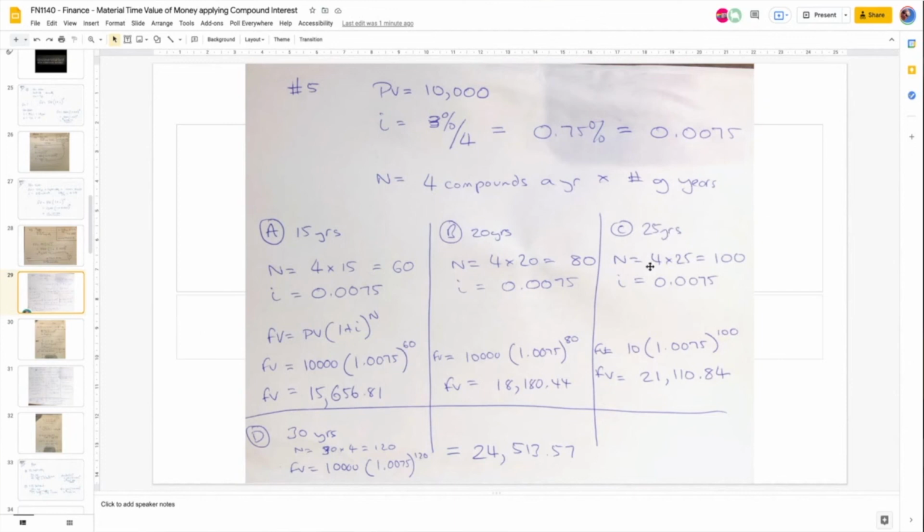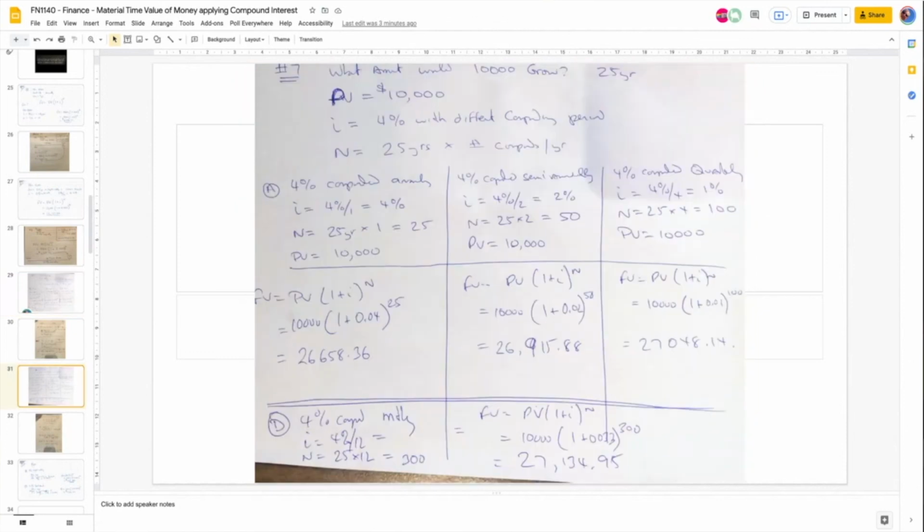In the case of D, for 30 years, well, N is 30 years times 4 compounds a year for a total of 120. We just plug that into the formula, and we'll get 24,513.57. So let's go to number 7 because I'm running out of time.